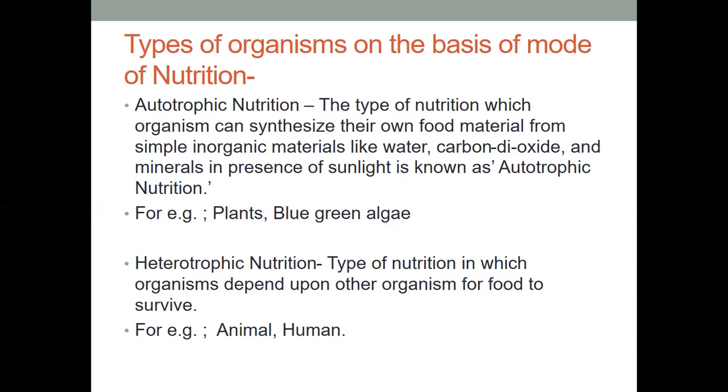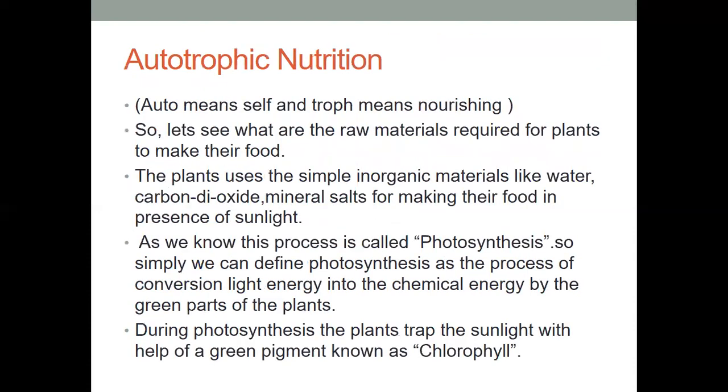In heterotrophic nutrition, what happens? They don't have chlorophyll in their body, so they are unable to perform the process of photosynthesis, so they are totally dependent on the producers, the autotrophs, which are able to produce the food.